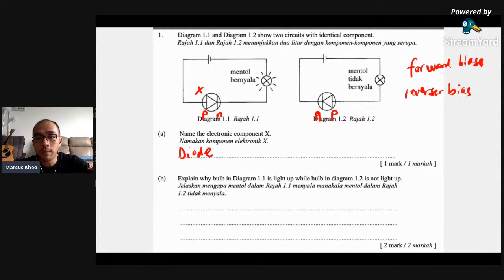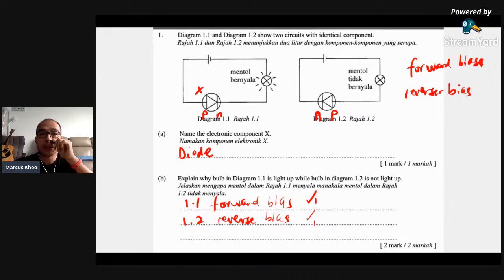Okay, so 2 marks. 2 marks is because we need to mention that 1.1 is forward bias, and 1.2 is reverse bias. This should give you 1 mark each. You should just mention that the connection of 1.1 is forward bias. The connection of 1.2 is reverse bias.